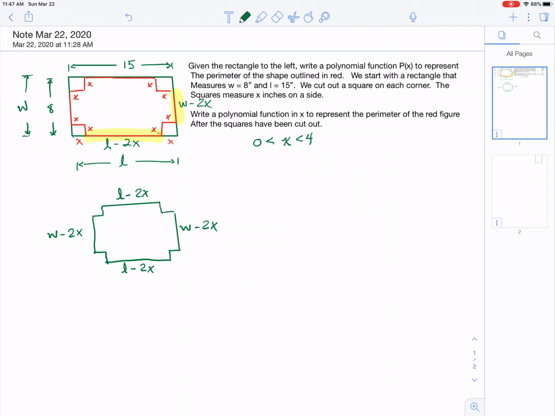Let me start my polynomial function. So I have a W minus 2x, and I'm going to multiply that by a factor of 2 because I have one on each side. This is perimeter, so I'm adding. I have another length that is L minus 2x, and I'm also going to multiply that by a factor of 2.